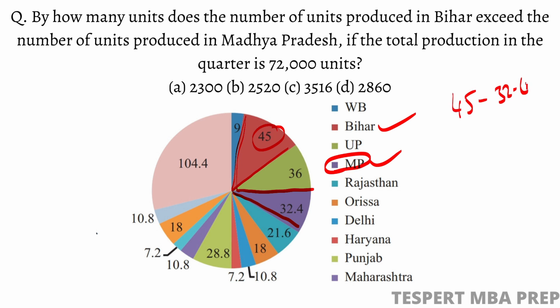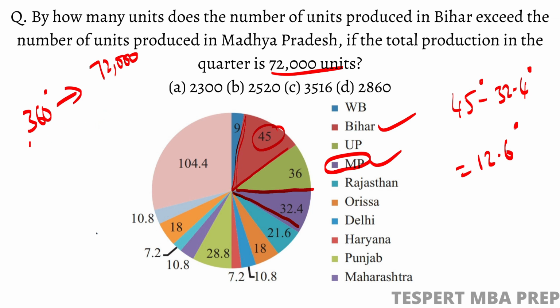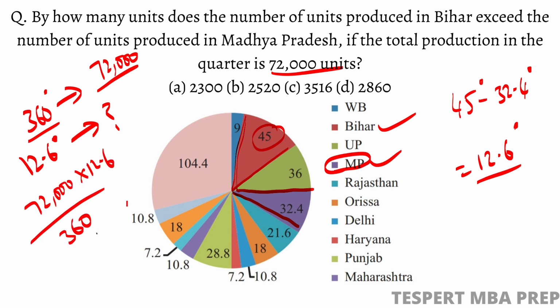45 degrees minus 32.4 degrees, that is equal to 12.6 degrees. So if this is 12.6 degrees, and we all know the total angle of this pie chart is 360 degrees. So 360 degrees is the total angle, and the total production is 72,000 units. So if 360 degrees is equal to 72,000 units, then how much is 12.6 degrees equal to? So cross multiply and find out this. So this will be equal to 2520.